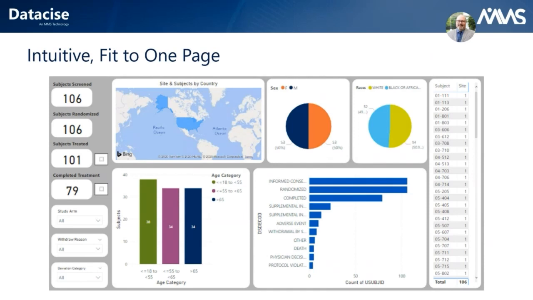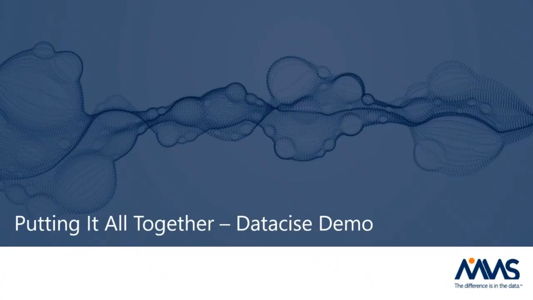Aside from these cards, you have 4 cards on the left with those subject numbers like screened and randomized and so forth, but you have a minimum number of data visualizations. There's 5 of them here, but they're simple enough that you can easily scan through those and get the insights that you're looking for. Next slide, Eric.